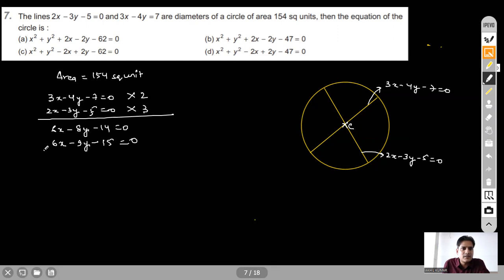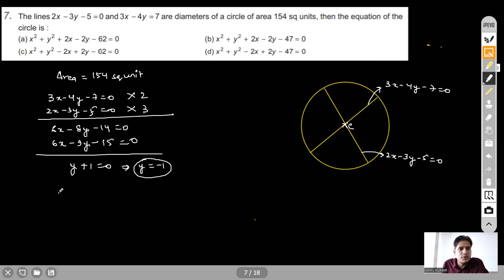Now, subtracting equation 1 from equation 2, we get minus 8y plus 9y will be y, and minus 14 plus 15 will be plus 1, is equal to 0. This gives y is equal to minus 1. Let me write it fresh. So this gives me y is equal to minus 1, right? Hope I have not made any mistake. 9y minus 8y is y, plus 1. So y is equal to minus 1.